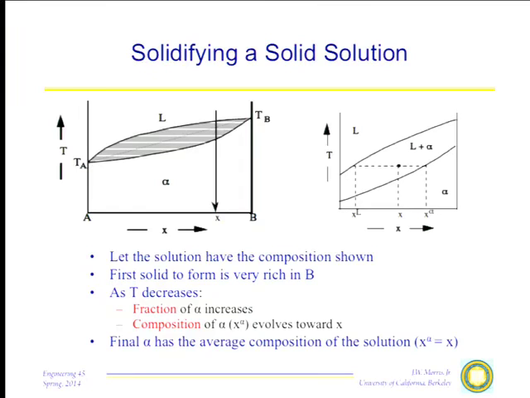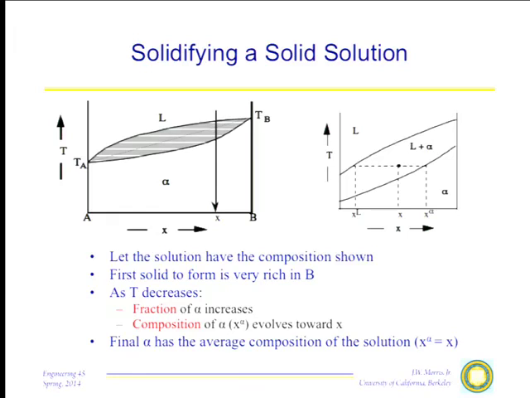When I first come into this region, I get a very tiny bit of alpha, which is going to have this composition over here. As I come down through the two-phase region, what happens is the liquid composition starts evolving this way. The liquid becomes leaner in solute. The alpha phase becomes leaner in solute as well. This composition is evolving along this line. But the fraction of the alpha is increasing until finally I get to here. Now I have 100% alpha and its composition is back to the overall composition of the solution.